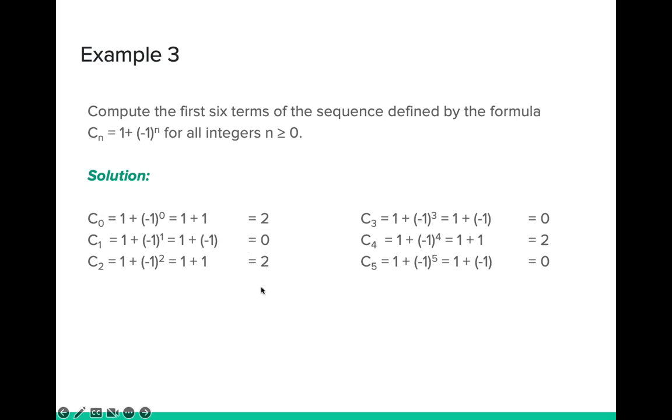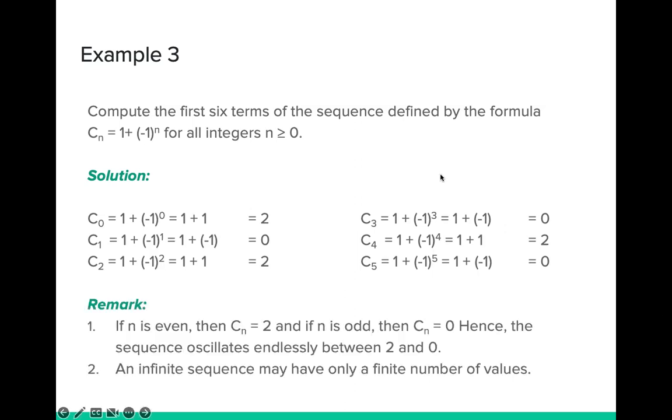And what can we notice about this sequence? So this sequence is actually alternating, right? Because we can see that the first 6 terms are 2, 0, 2, 0, 2, 0. So it follows that the sequence oscillates endlessly between 2 and 0.